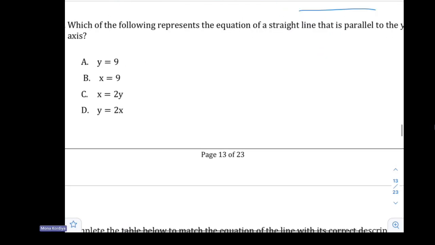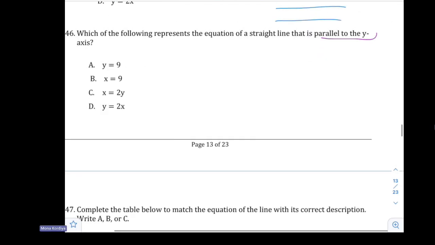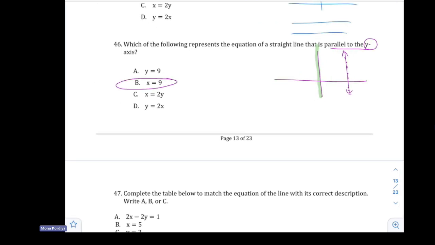Similarly, which equation represents a straight line that is parallel to the y-axis? Parallel to the y-axis means it should be vertical, and the vertical line should be constant at a value of x, because x will always be the same irrespective of the value of y. So it will be x equals a constant.